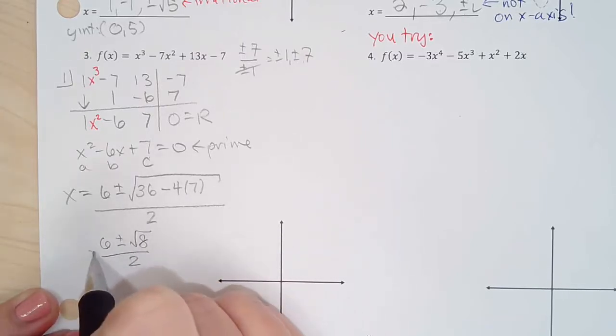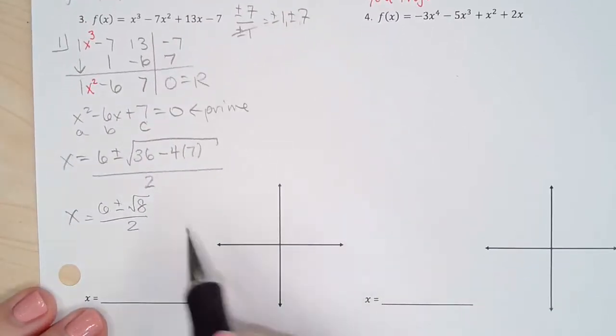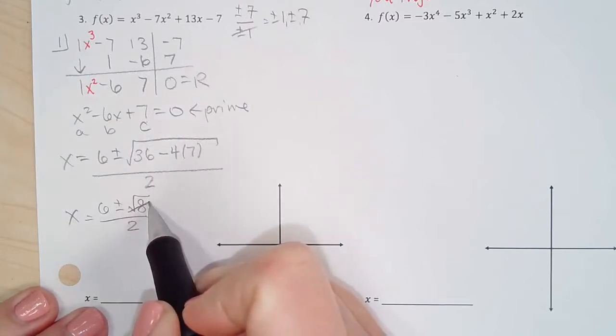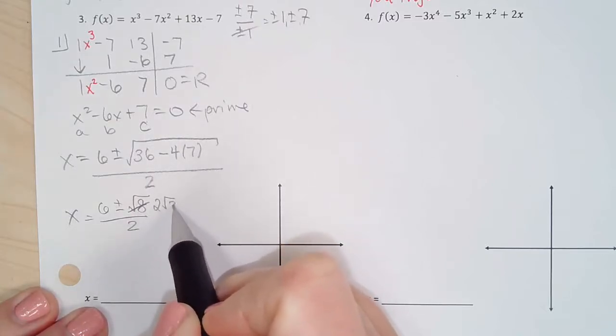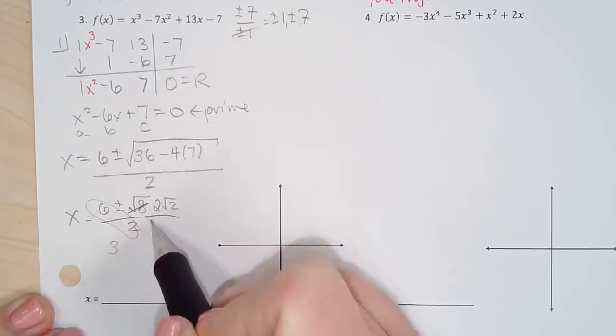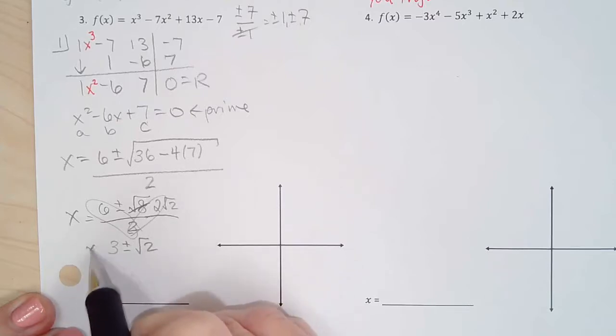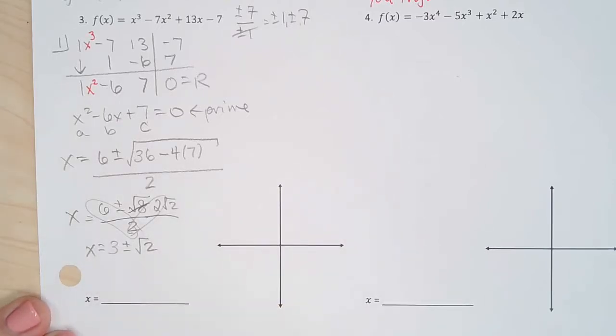And what we need to do now is simplify. Square root of 8 is 4 times 2, so that's 2 root 2. 6 divides by 2, it's 3, and this 2 simplifies, so it's 3 plus or minus root 2. And that's 2 solutions, one's positive, one's negative. Here's our third solution.